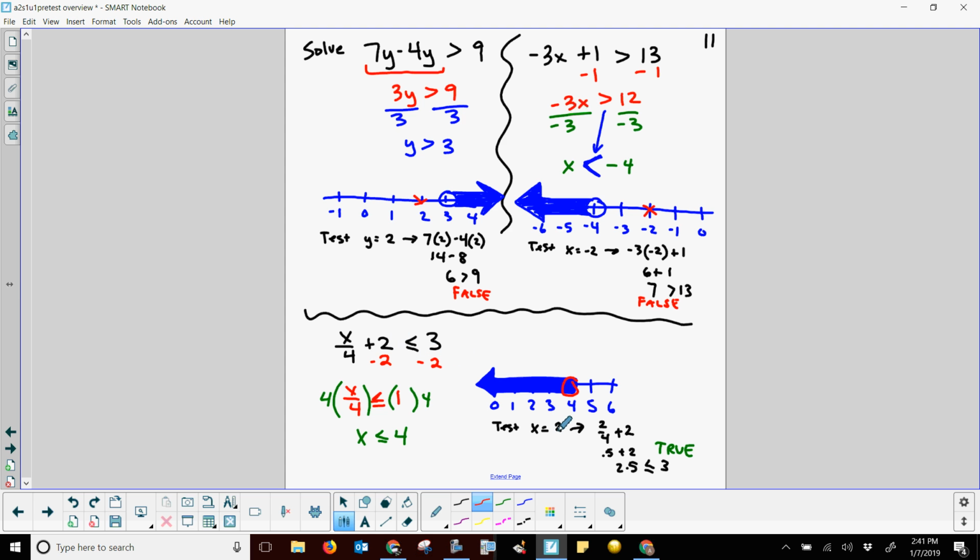And then we use our test point. We plug in 2. 2 over 4 is 1/2, so I put 0.5. 2.5 is less than 3, true statement. So I know that when x is 2, I'm okay. So that's concept number 11.